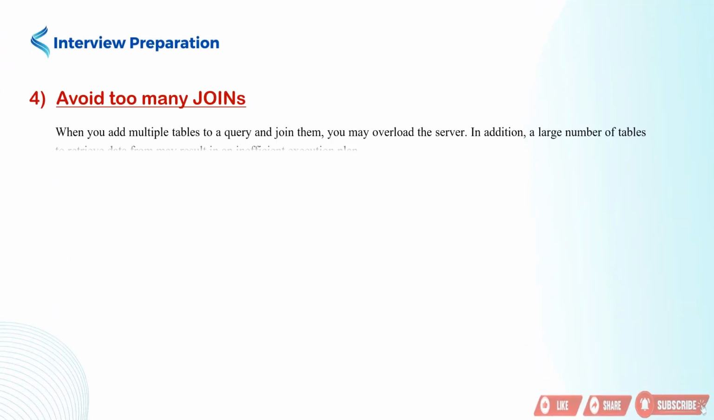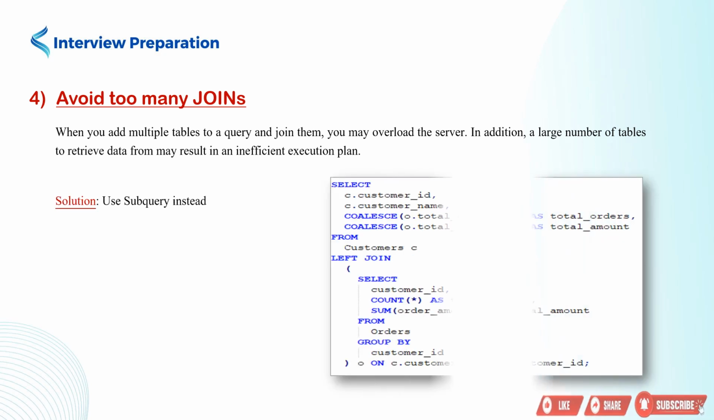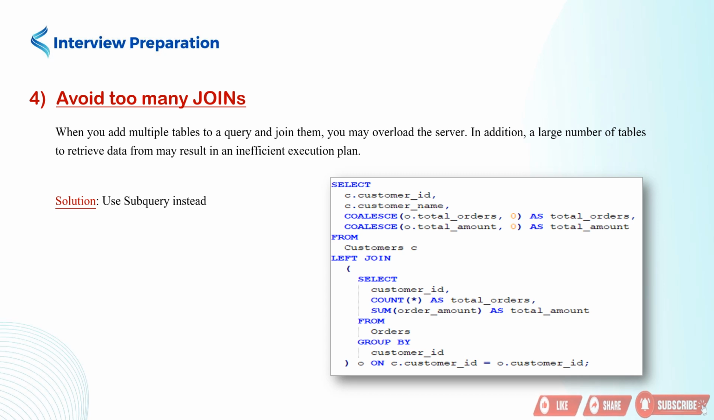Next way is, we should avoid too many joins. When you add multiple tables to a query and join them, you may overload the server. In addition, a large number of tables to retrieve data from may result in an inefficient execution plan. Consider a scenario where you have three tables: customers, orders, and products. Each customer can have multiple orders, and each order can contain multiple products.